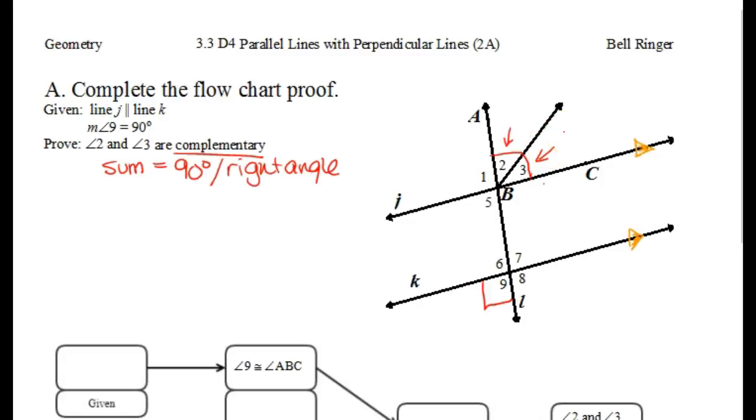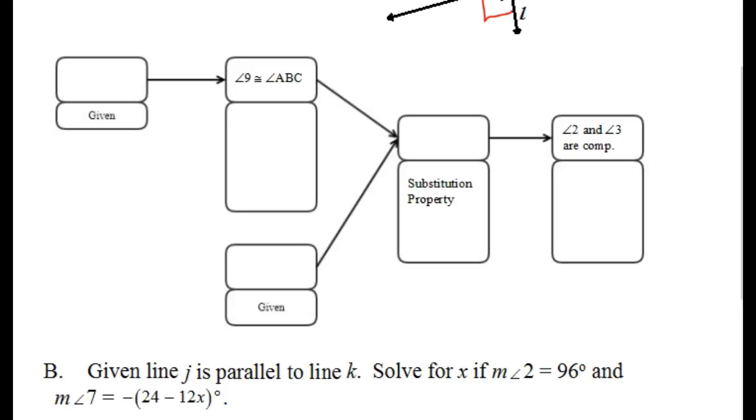Okay, so let's see if we can get this into the proof officially. So what was the given that led us to believe that angle 9 was congruent to angle ABC? Okay, line J was parallel to line K, gave us that angle 9 is congruent to angle ABC. And what was that reason again? If parallel lines, then alternate exterior angles are congruent.